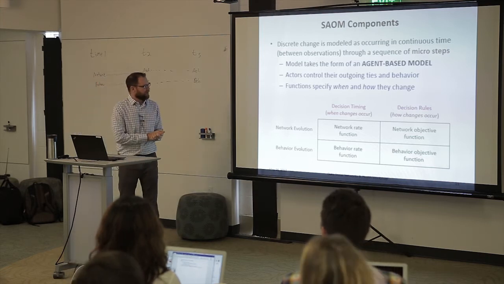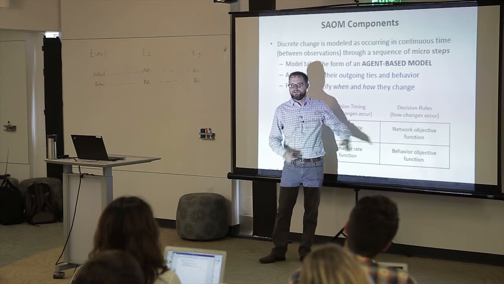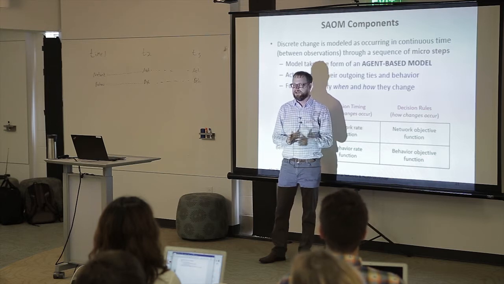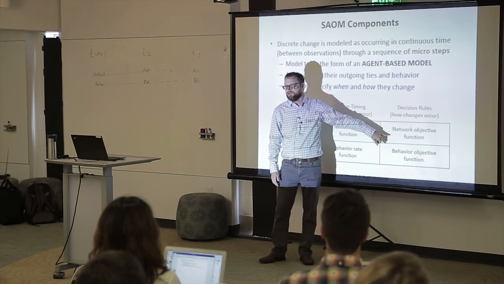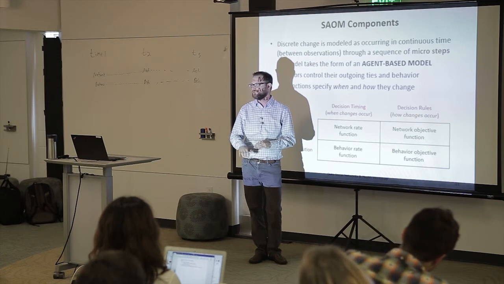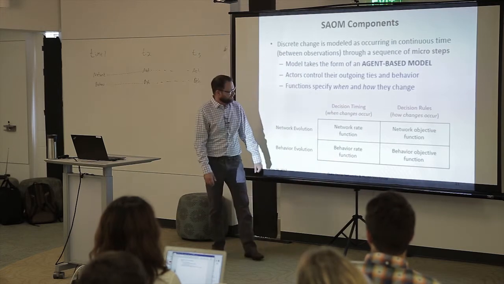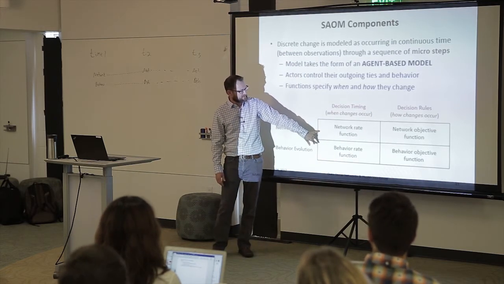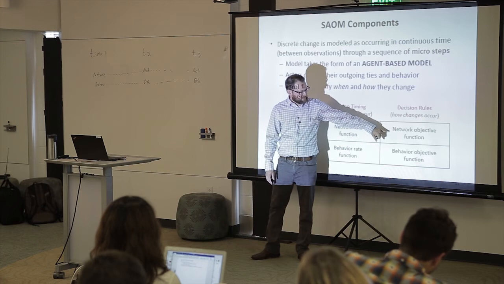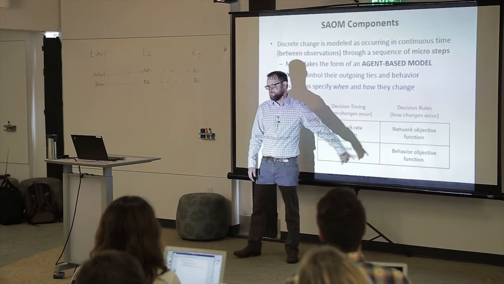How those changes occur, the rules that actors follow in determining, do I want to reciprocate a tie? Do I want to add a transitive tie? Do I want to drop a tie? Those are all determined by the network objective function. And the rules about whether actors increase their behavior, decrease it, or stay the same are ruled by the behavior objective function. Then we have a couple of parallel functions that simply indicate the timing. How often is an actor chosen to make a change to their network is determined by the network rate function. The behavior rate function determines how often an actor is chosen to change their behavior.